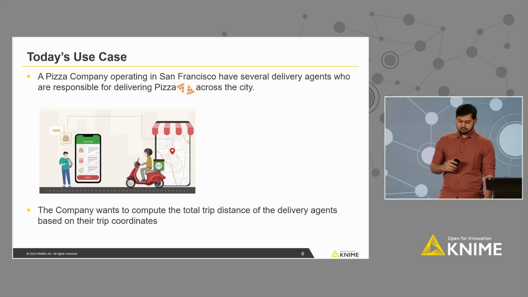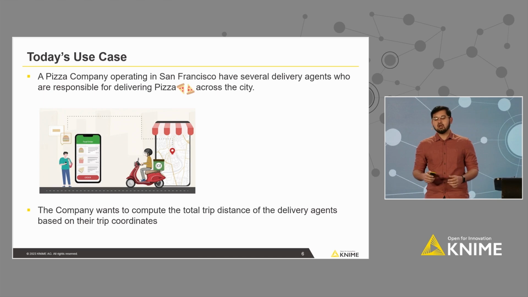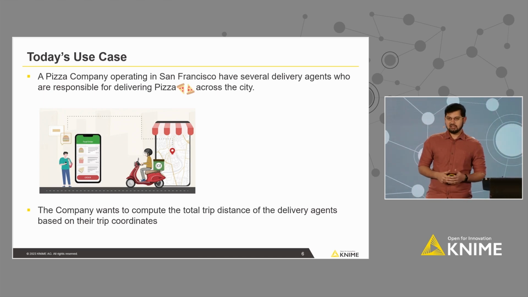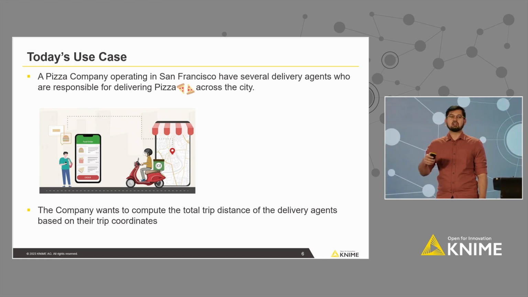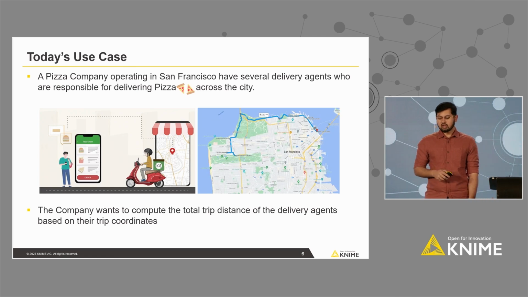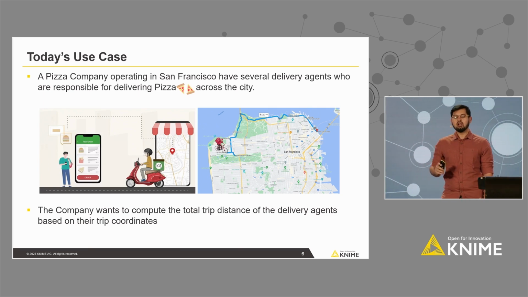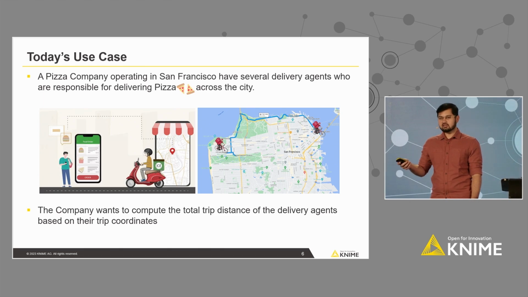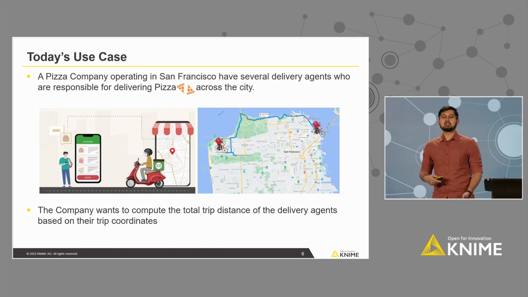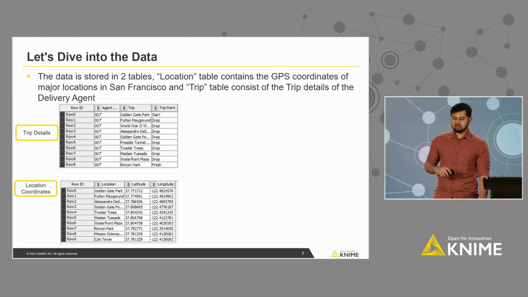Now, about the use case. As I said, it's a hypothetical one, but it's simple and relatable, and concerns a pizza company in San Francisco. This company has various delivery agents, and they are delivering pizzas across San Francisco. A delivery agent could start from the store location, and they might take any route to reach the destination and go on delivering pizzas. Now, this pizza company wants me to calculate the trip distance based on the location coordinates of this particular delivery agent. Let's see how this could be done.